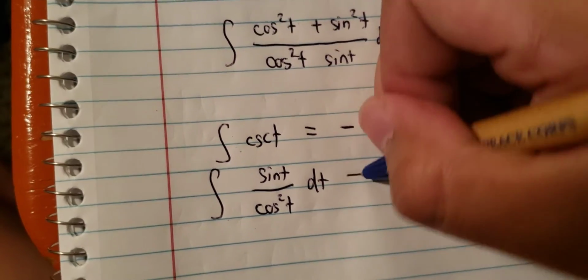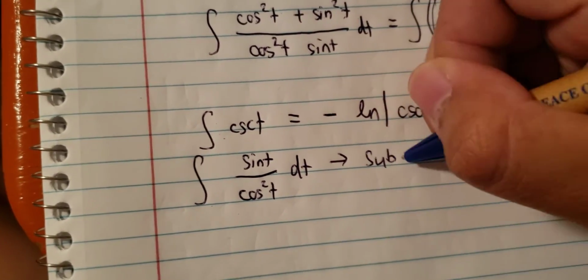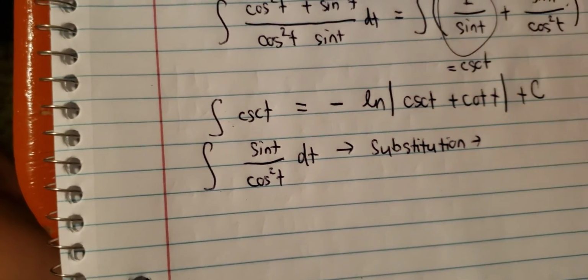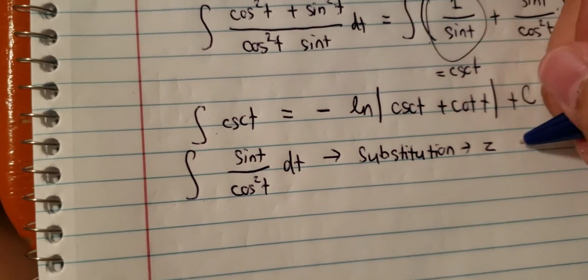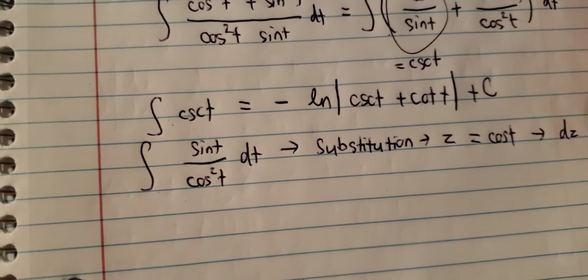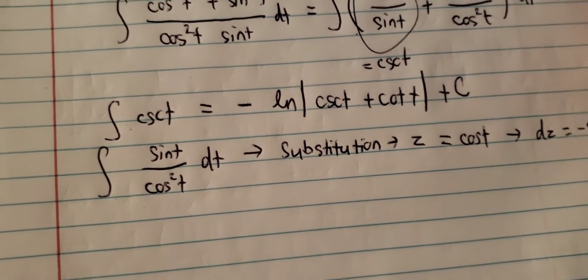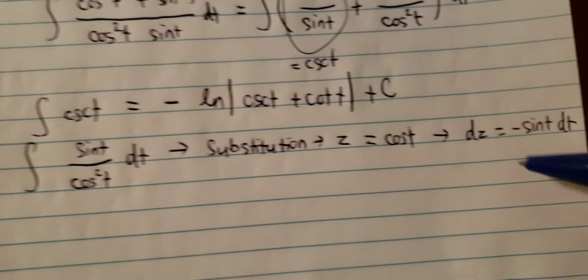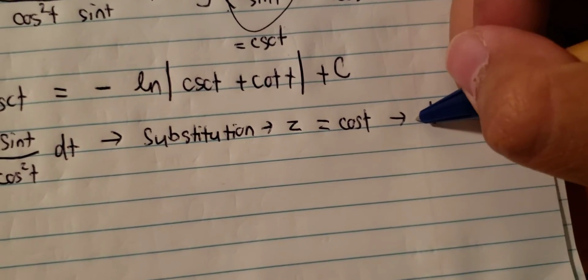we can use substitution. I will put z equals cosine t. dz you get negative sine t dt. But we don't have the negative in here, so we put the negative next to dz.